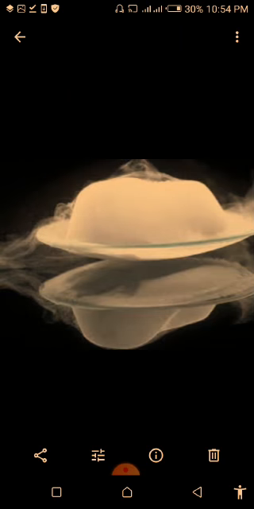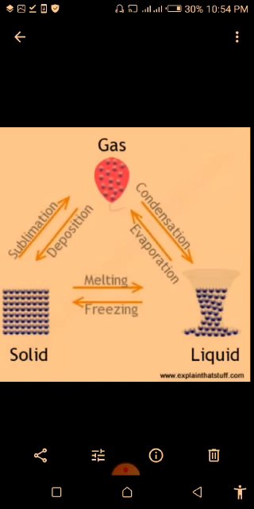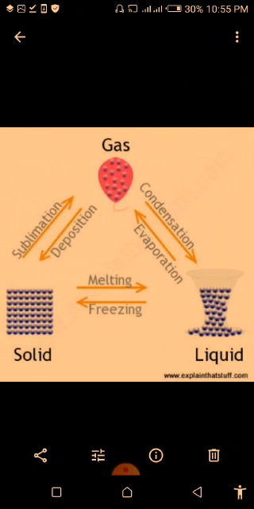And the last is when the solid directly changes into gas. This is called sublimation. And this is dry ice. It is solid carbon dioxide, which is called dry ice. It sublimes, it directly changes into gas, and it is used by ice cream vendors. Clear? Now I hope you have understood sublimation, melting, freezing, condensation and evaporation.